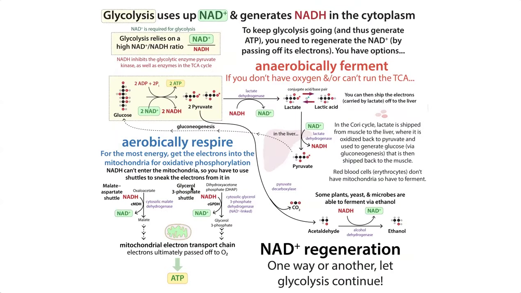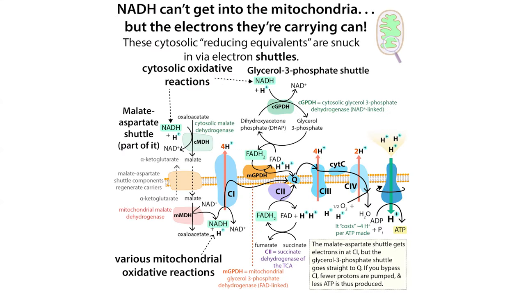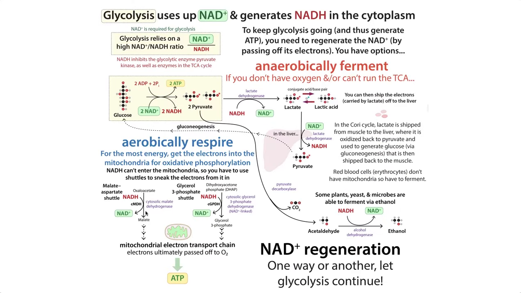We'll talk, however, about a complication: you can't actually take NADH from the cytoplasm, where glycolysis occurs, directly into the mitochondria. So we'll talk about a couple of shuttles: the malate-aspartate shuttle, which involves our friend malate dehydrogenase, both the cytoplasmic and the mitochondrial versions of it. We'll also talk about the glycerol-3-phosphate shuttle, which uses cytoplasmic and mitochondrial versions of glycerol-3-phosphate dehydrogenase. This allows you to sneak the electrons from NADH into the mitochondria to go through the electron transport chain, but the NADH itself is not going through. So you're regenerating the NAD+ out in the cytoplasm where you need it for glycolysis.